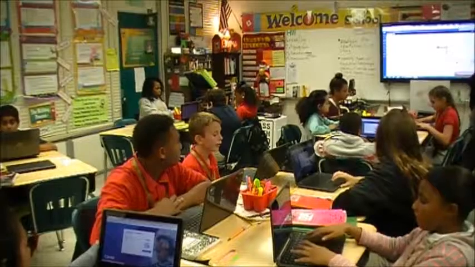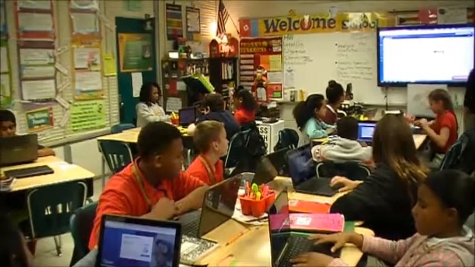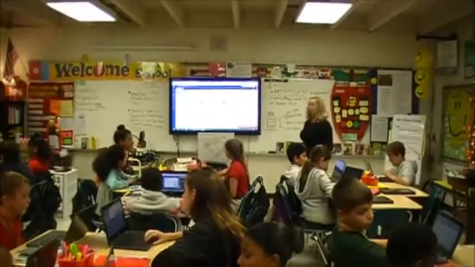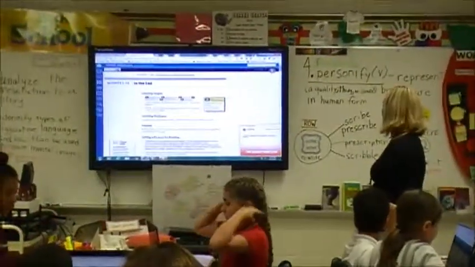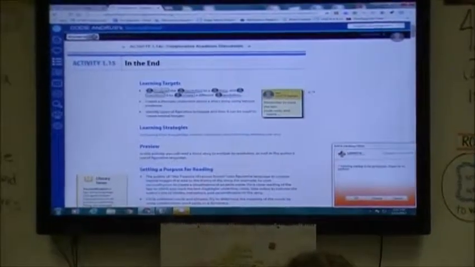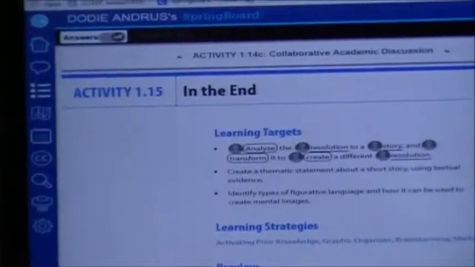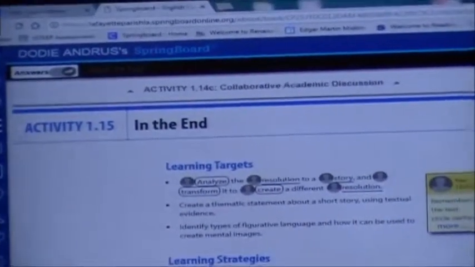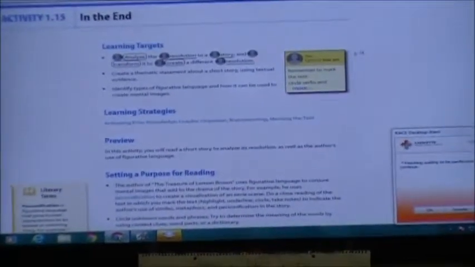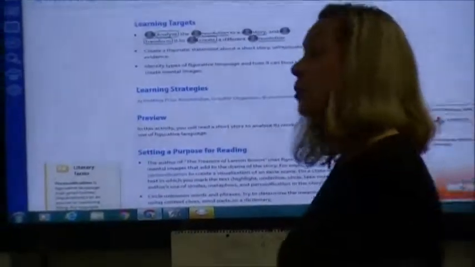Our lesson today is the author of Treasure of Lemon Brown uses figurative language to conjure mental images that add to the drama of the story. For example, he uses personification to create a visualization of an eerie scene. Do a close reading, which we're about to listen to the audio and have you mark the text. You're able to use sticky notes. I do want you to mark the text with the cursor.